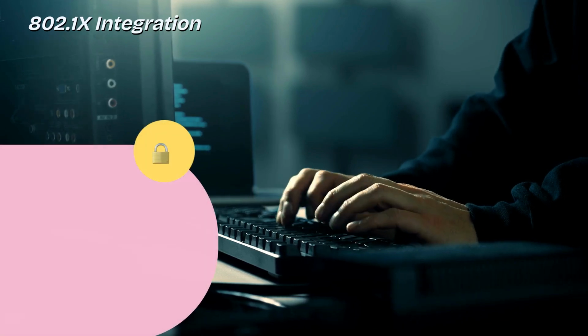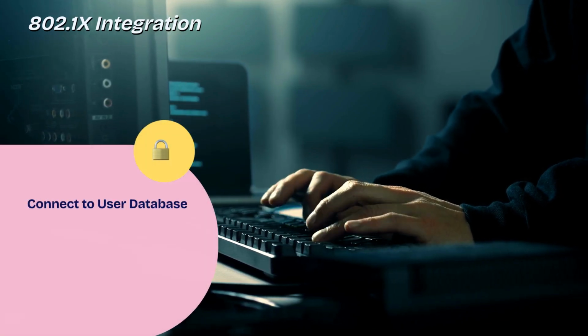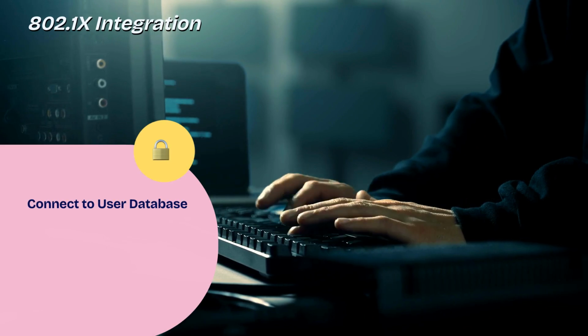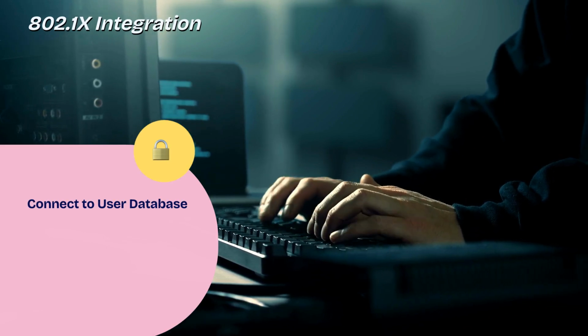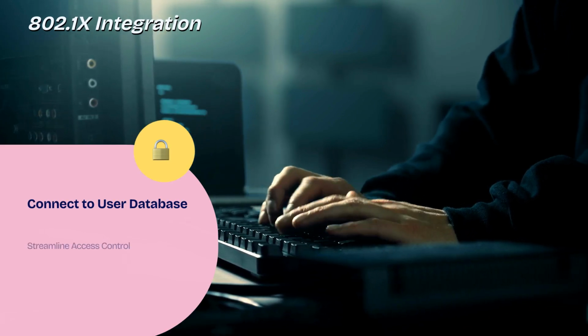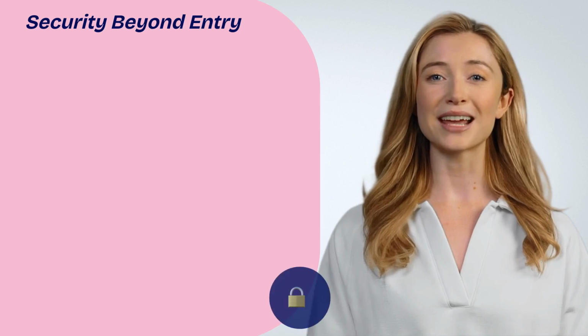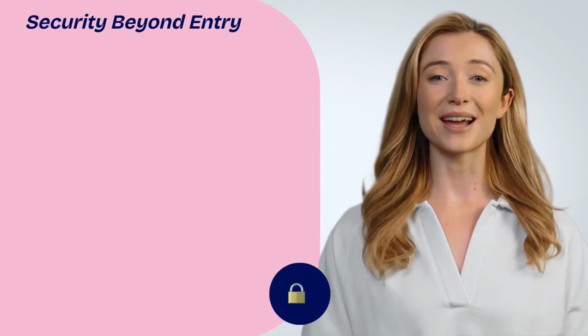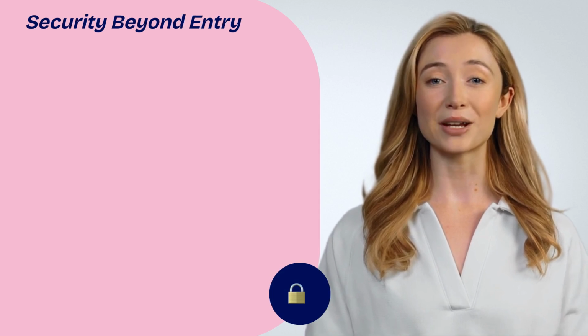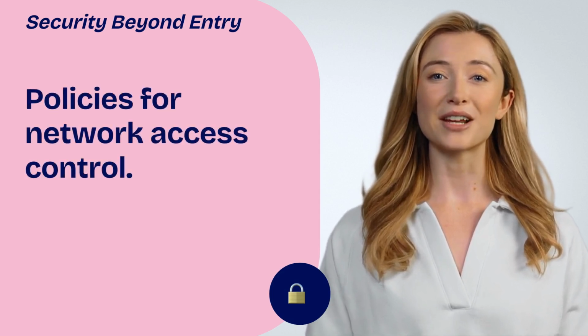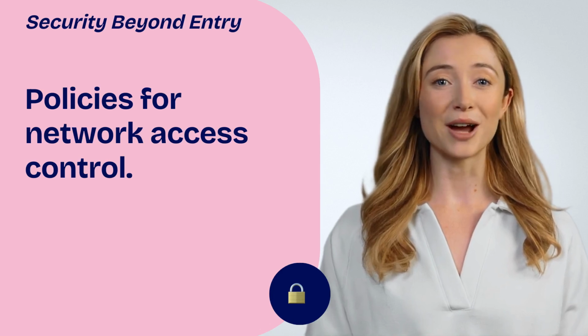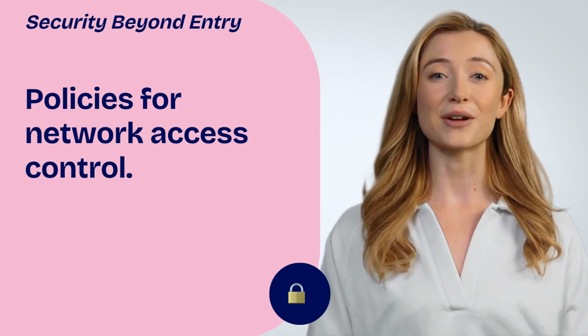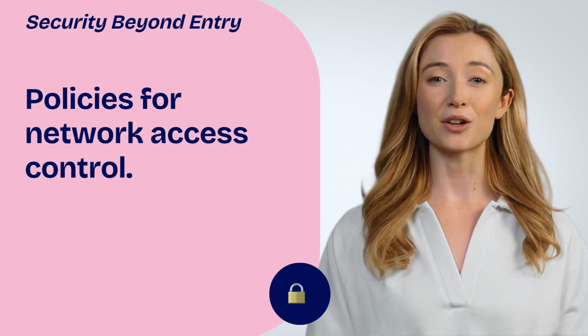One of the coolest things about 802.1x is how it can work with other security measures. You can connect it to your user database like Active Directory to streamline who gets what access. But security isn't just about getting in, it's about what you can do once you're inside. After authentication, you might set up policies that control what parts of the network a device can access or how much bandwidth they can use, tailoring the network experience to the user's role or device type.